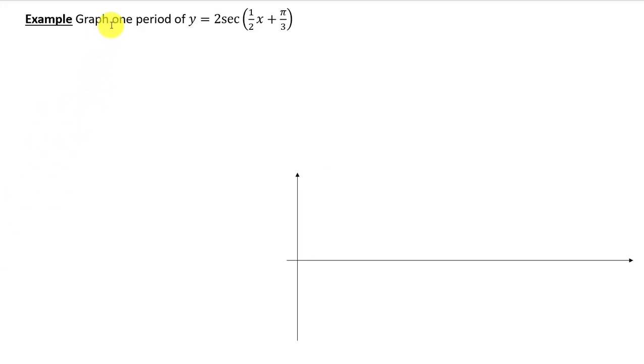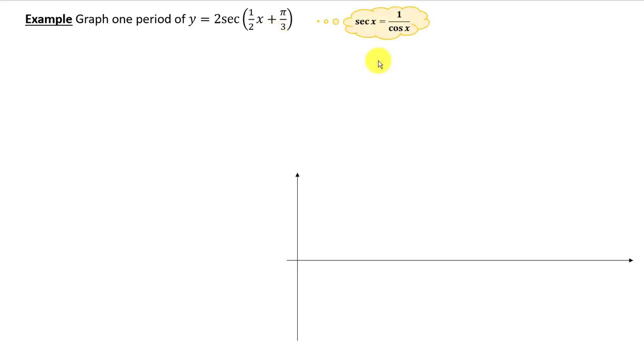Hi everyone, let's graph one period of the function y equals secant of 1 over 2x plus pi over 3. As you can see, it involves some translation. But the good news is that it's going to be taken care of when we construct the guideline graph. What is the guideline graph for this function?